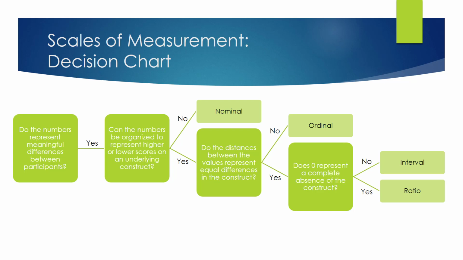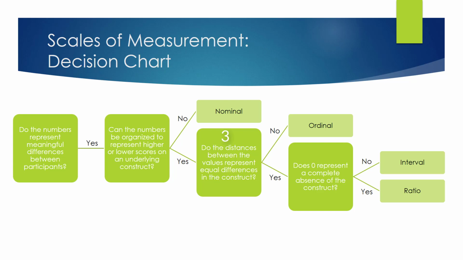However, if we cannot organize these numbers to be higher or lower scores on an underlying construct, if we say no to that question, then we have a nominal variable like ethnicity or gender or something like that. If we say yes, though, we continue down this decision chart. So the next question is, do the distances between the values represent equal differences on the construct?